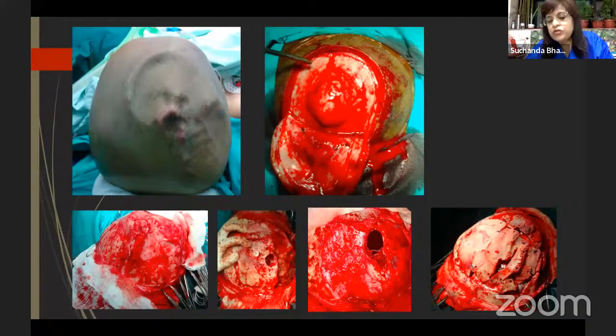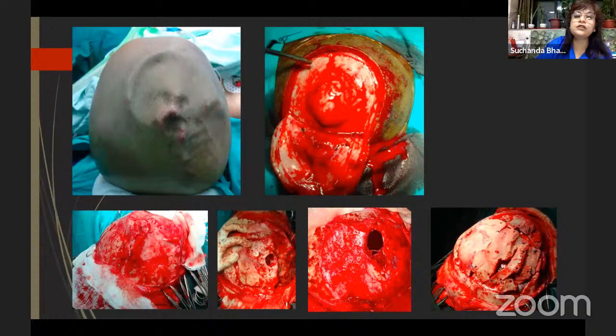After that, he had some chest infection. He had survived. This was a case of 2007, I'm talking. For 10 years, he survived in this condition. So we need to do it. It's not that we don't need to do it for all large heads. We need to do it, and they have some life, even though the quality may be altered.